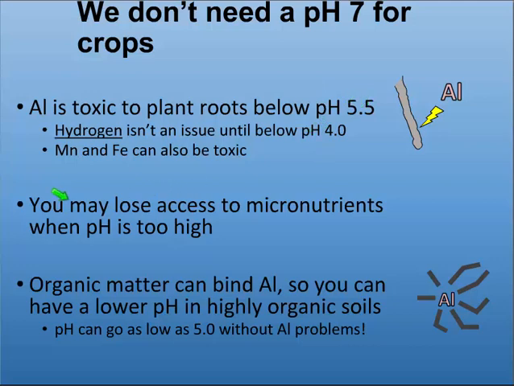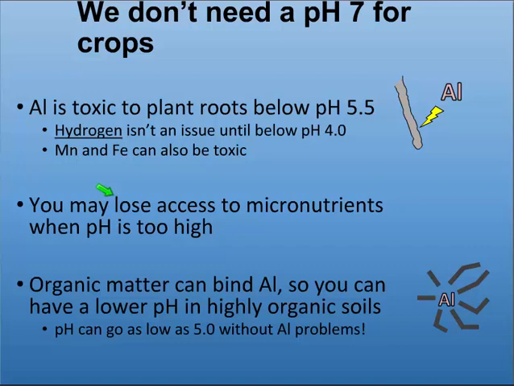Another thing to keep in mind is if you go to a pH of 7, and we'll discuss this in a minute, that you lose access to micronutrients, because just like aluminum and manganese and iron, as your pH rises, they can become a solid mineral. And plant roots aren't going to take up something that's a solid. They need it to be a dissolved ion.